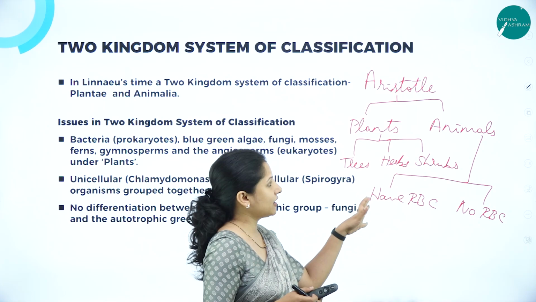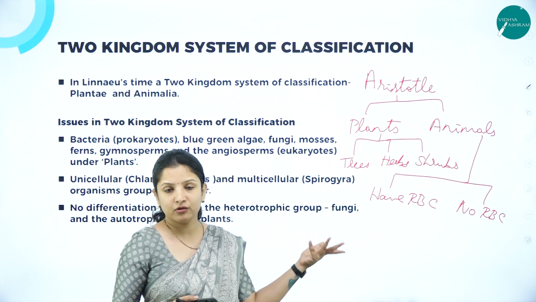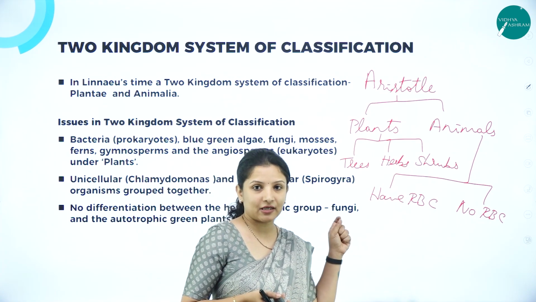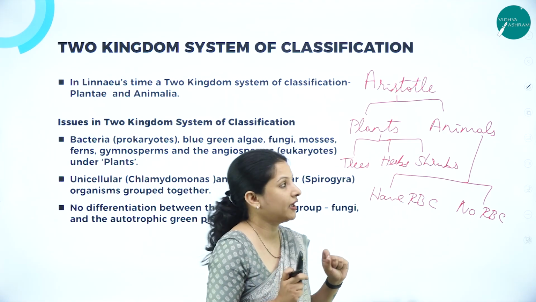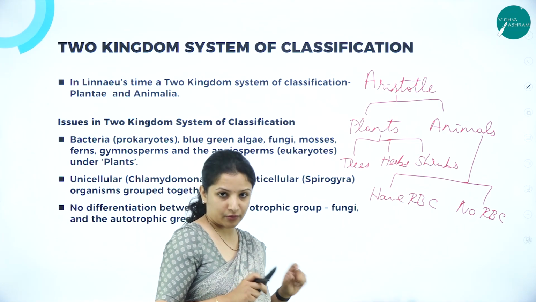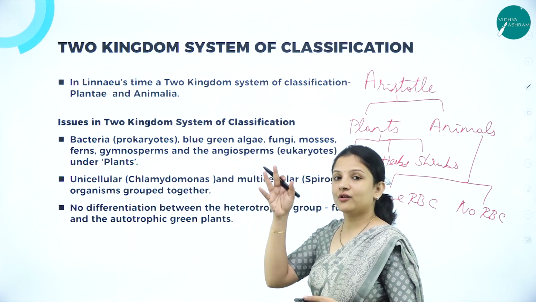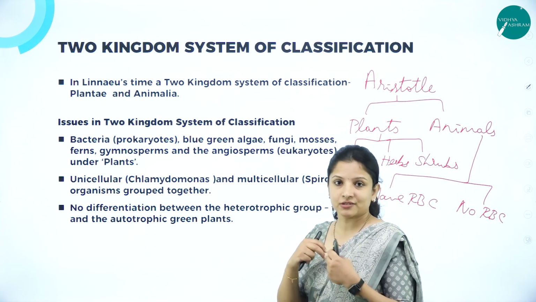Again here we can't put, for example, bacteria. Can we put bacteria under animals? No, because bacteria are unicellular in nature, but animals are multicellular in nature. So you can't club them under animals. So all these confusions were there with Aristotle's system of classification. But still, it was Aristotle's idea to classify organisms, and based on this only all the rest of the classifications came into being.